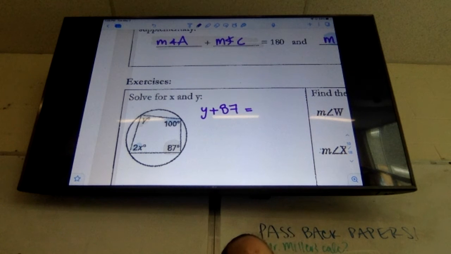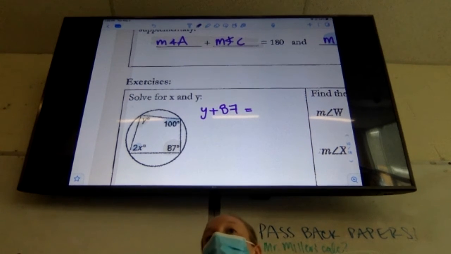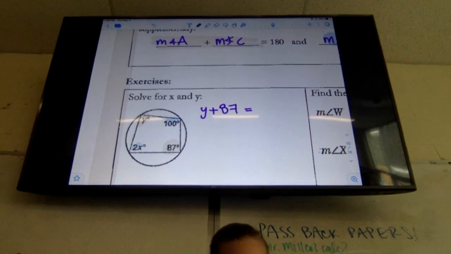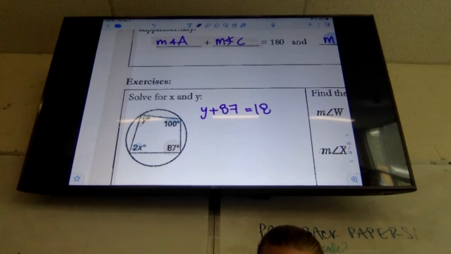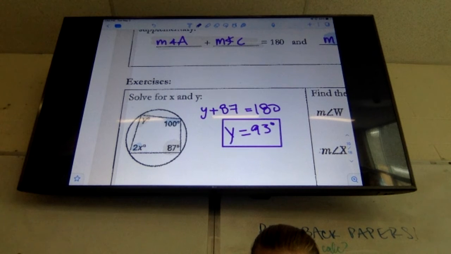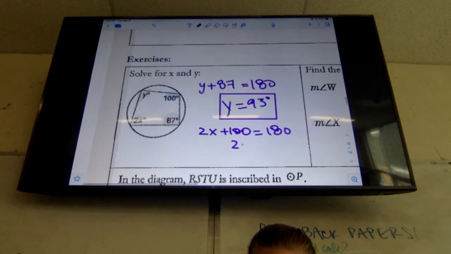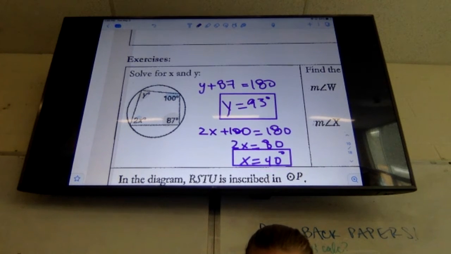So is this a parallelogram in here? No, because what do we know about parallelograms? Opposite angles are congruent. There we go. Minus 87, do I get 93? Would y equal 93 and x equal... I think x is going to equal 40. Yeah, I just forgot this. It's okay.